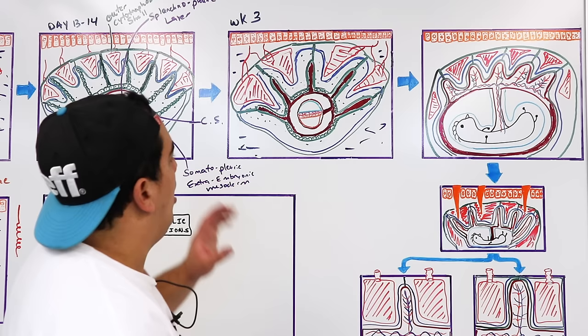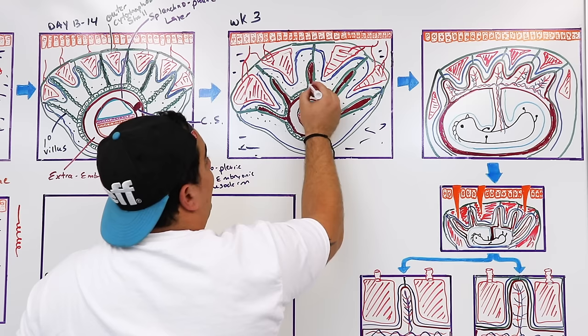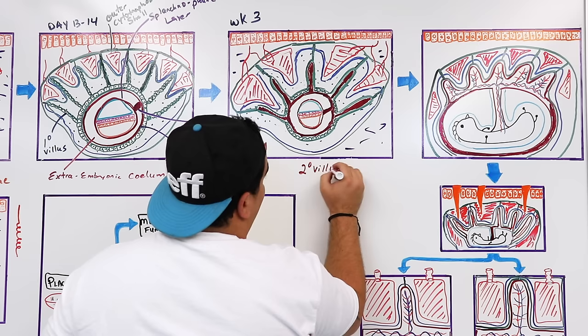So again, what I want you to remember here, the extraembryonic mesoderm starts invading in where this primary villus is, and now this is a secondary villi. So now you're going to get your secondary villus.